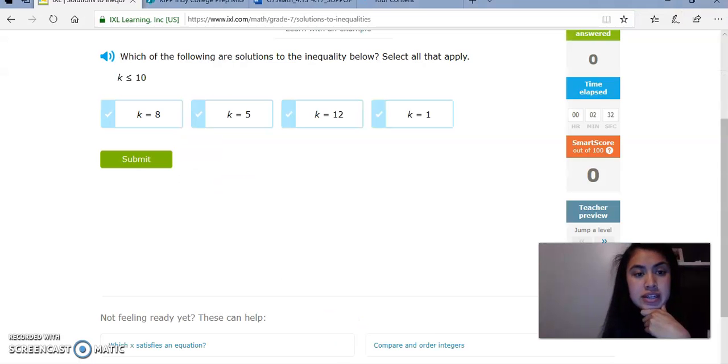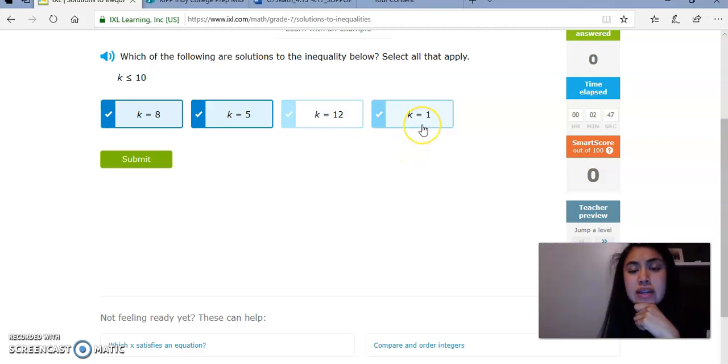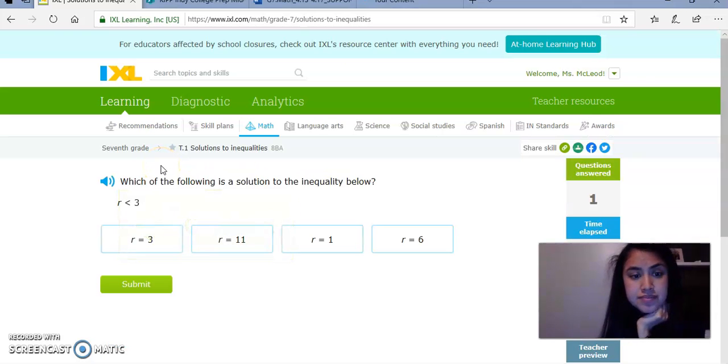So we're going to look here and it says to select possible values for K. So we said less than 10. 8 is less than 10. 5 is less than 10. 12 is not less than 10, so we cannot click 12. And 1 is less than 10. So we're going to hit submit. Perfect. Now let's look at the next one.